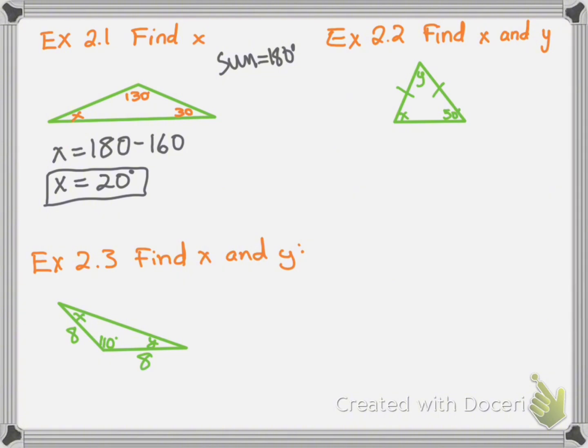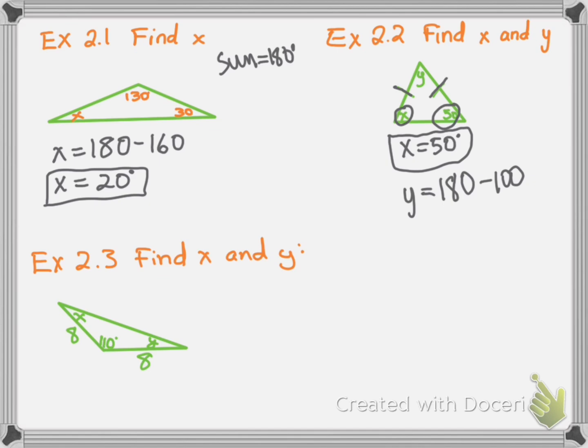For example 2.2, we have to also find x and y, but they're giving us an extra information. They are saying, with these two lines, that it's an isosceles triangle. And an isosceles triangle has two equal sides, but also two equal angles. X and 50, the ones opposite to the equal sides, are the same. So I can just say that x equals 50. Now, using the same information that the sum is 180, I'm going to subtract 180 minus 100, because 50 plus 50 is 100, to find what is y. And y is 80 degrees.